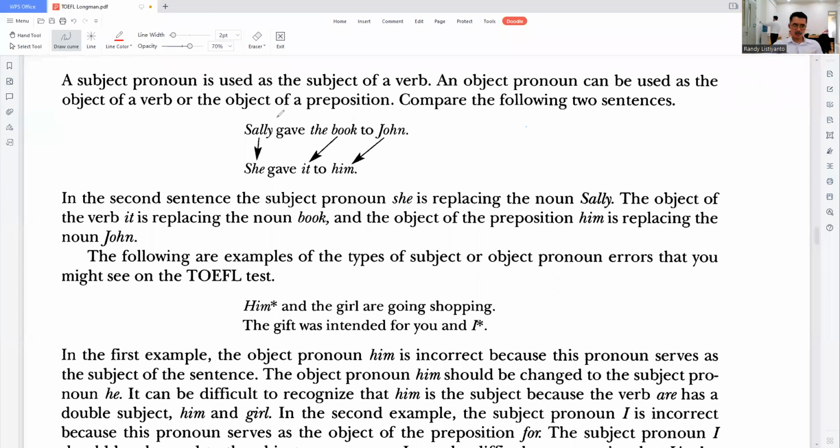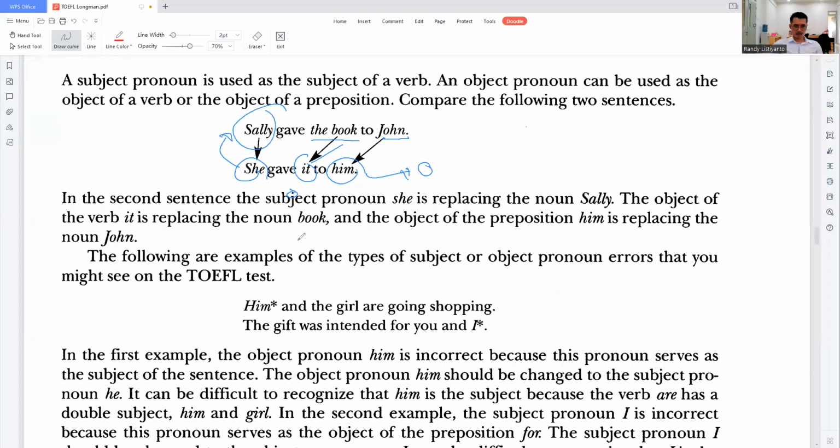Okay. So this is Sally. Give the book to John. So she here is the subject, and it here is the object, and him here is the object.